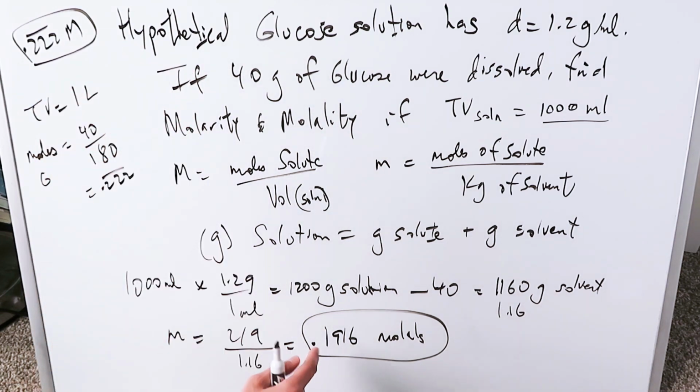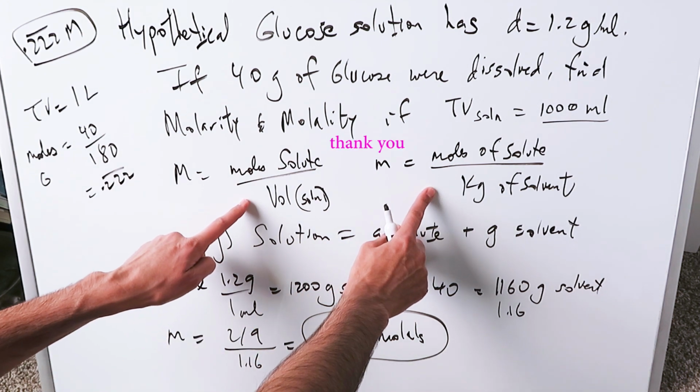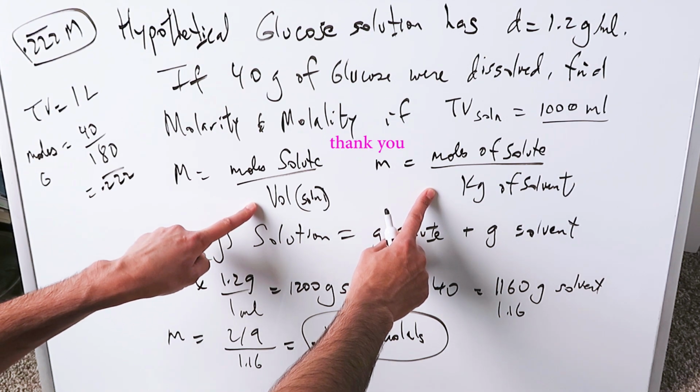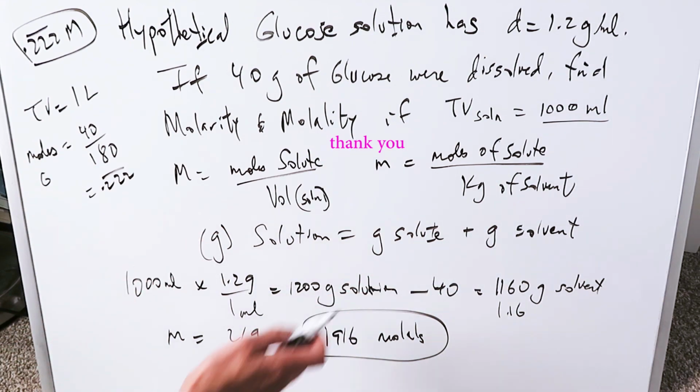0.222 molar and 0.1916 molal. So we've determined the molarity and the molality, and you can see what the difference is between the two, very much represented here by the denominator of these two formulas, volume in liters versus kilogram of solvent. And you can see how the density came into play over here.